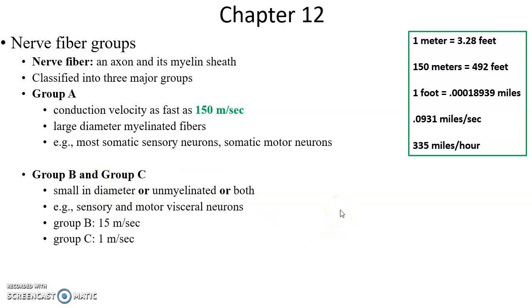And then inside of the brain and spinal cord, they tend to be group B and C too, because they're only traveling tiny, tiny distances.